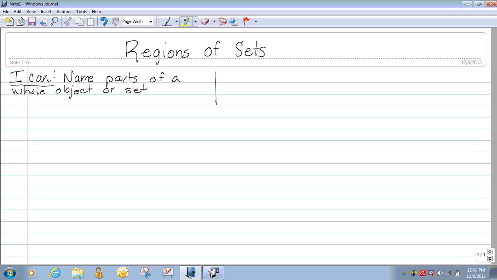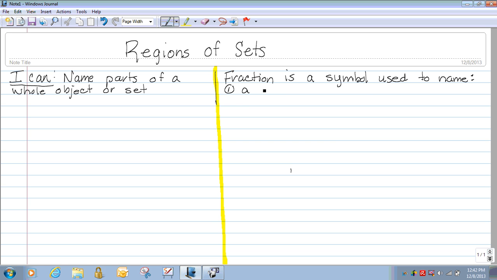Okay, today when we talk about fractions, in your notes, we are using a fraction, which is a symbol used to name. Today we're going to talk about two things. One, a part of a whole, or two, a part of a set.